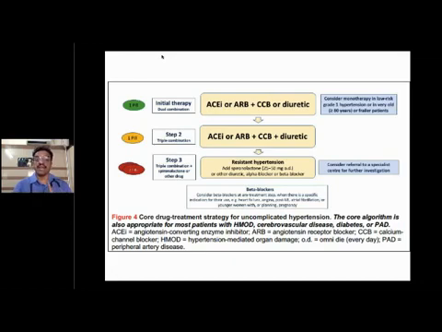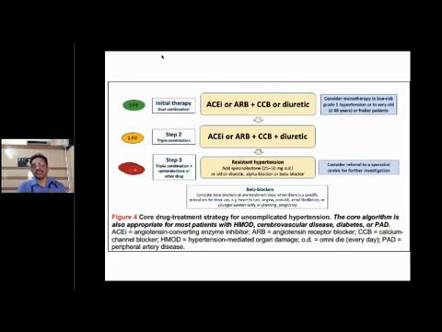But still, there are certain compelling indications of beta blocker which we should remember. Like if the patient has angina, if the patient is post-MI, if the patient has heart failure, if he is having atrial fibrillation, or is planning pregnancy or is pregnant, then beta blocker becomes almost a 1st or 2nd line drug for those patients.